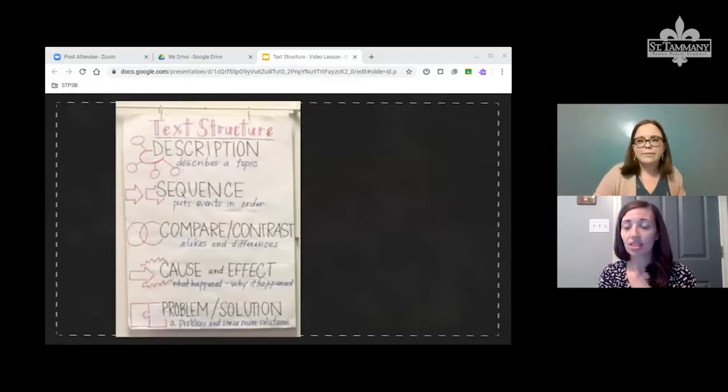Our sequence text structure takes that topic and breaks it down into events and then tells us those events in order. I'm sure you've heard, when you've been reading, words like first, second, next. You were probably reading a sequencing text structure. So let's take a look at an example.